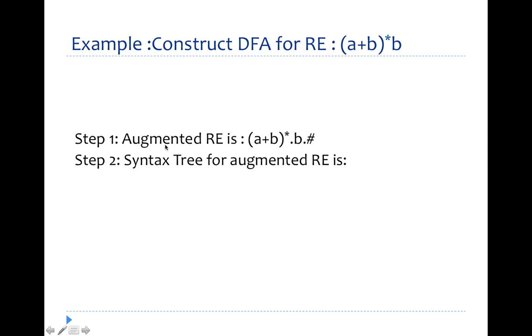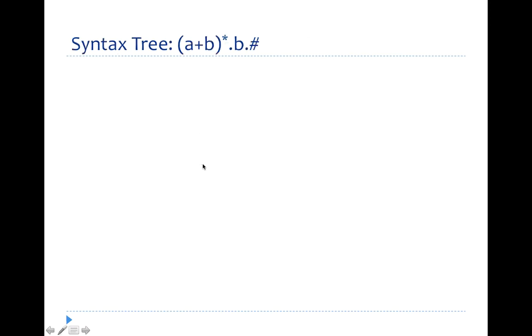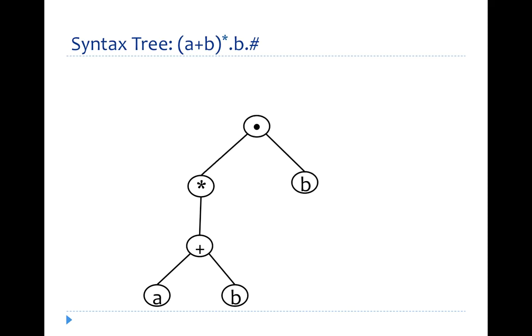The first step is to obtain the augmented regular expression. So here it will be (A plus B) closure concatenation B concatenation hash. Then the second step is to obtain the syntax tree. For this expression, the syntax tree will be A, B plus its closure, then concatenation with B, and then again concatenation with hash. So this becomes the syntax tree for the given regular expression.